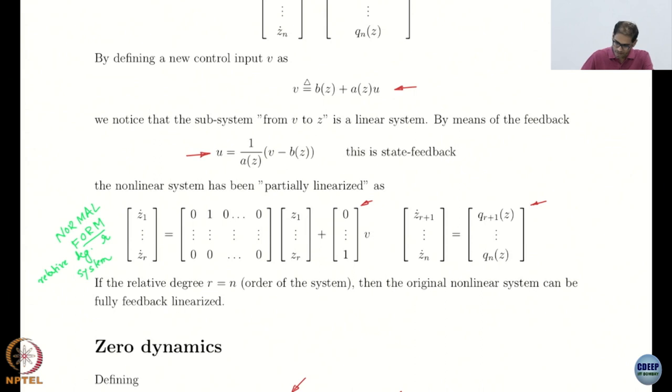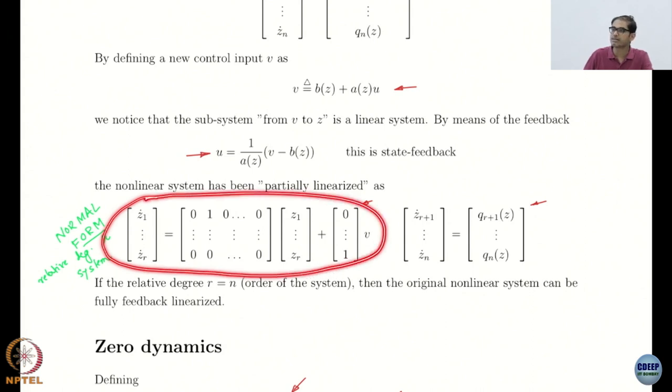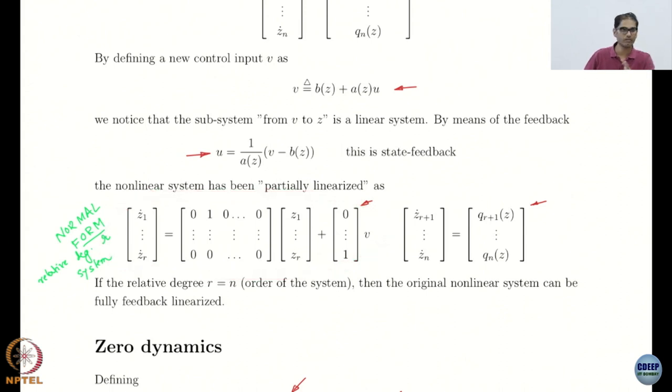So now you have essentially what is called a partially linearized system. Because like I said, with this choice of V, you have the Z1 to ZR states being a linear system, right? Just a bunch of integrators actually, not any linear system, but a very specific linear system. And then you have a bunch of non-linear systems. All right, we'll see what can be done in these cases, how to control in these cases.